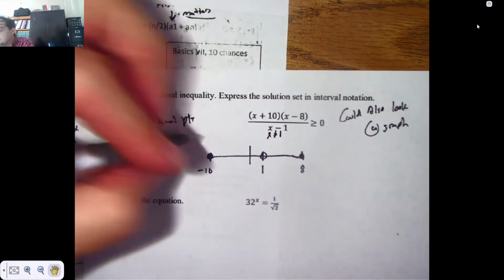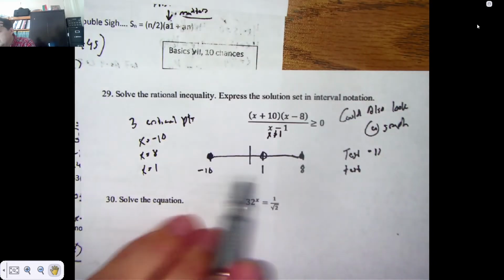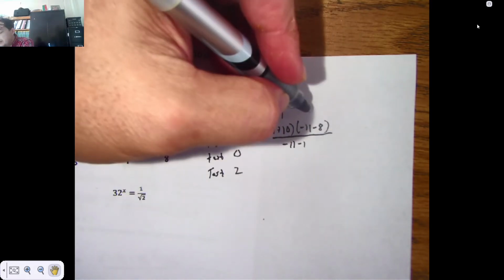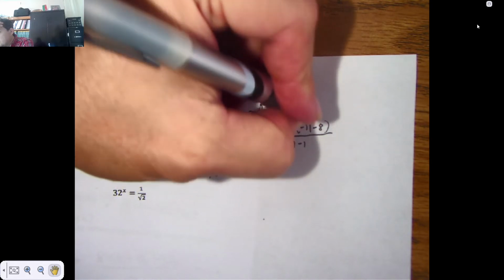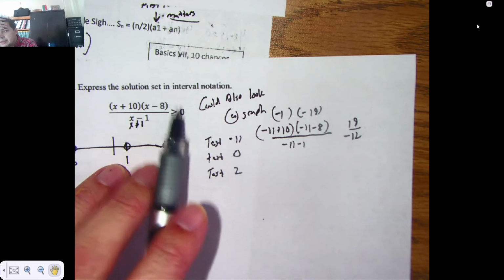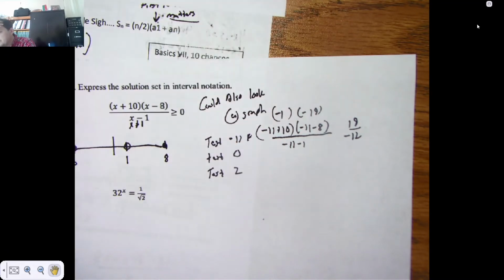And we're just going to test. I'm going to test a negative 11. I'm going to test something between, which is 0. And I'm going to test something between, which is 2. That's all I'm going to do. So if I test a negative 11, I would have negative 11 plus 10, negative 11 minus 8, over negative 11 minus 1. And negative 11 plus 10 is negative 1. This is negative, what, 19? And it's going to be divided by a negative 12. So I'm going to have 19 over a negative 12. And that's false, because that is definitely less than or equal to 0. So this is false. So nothing over there.